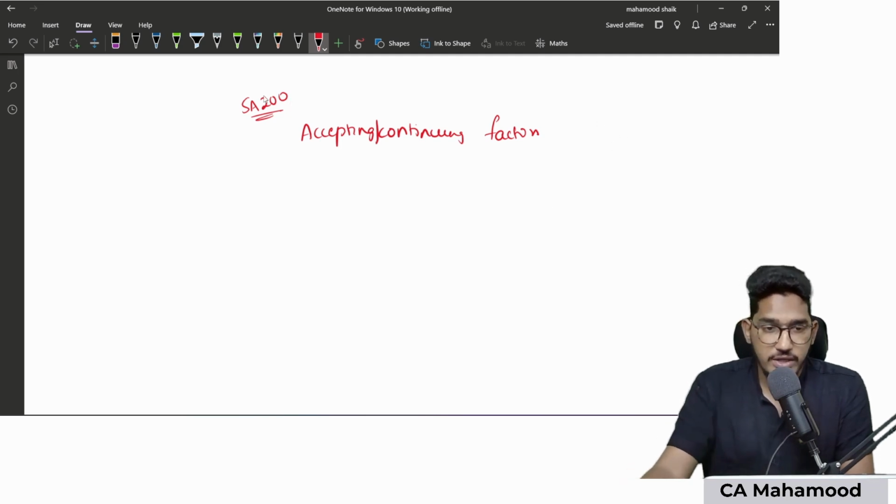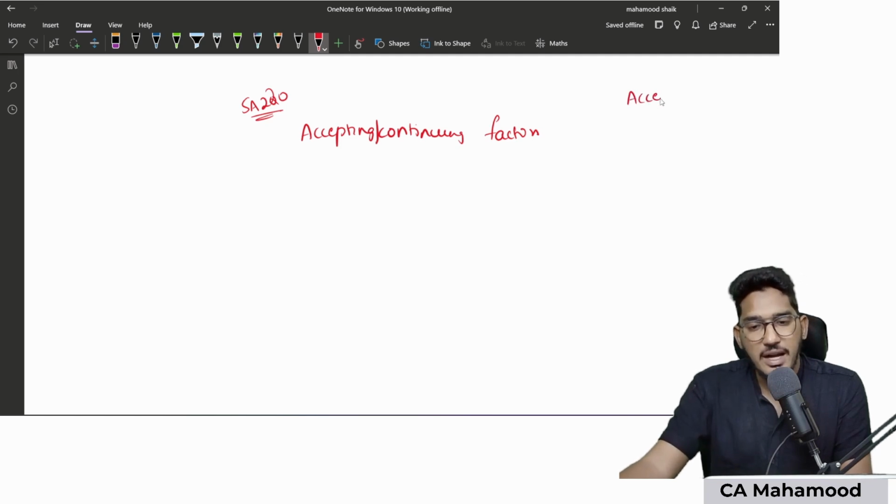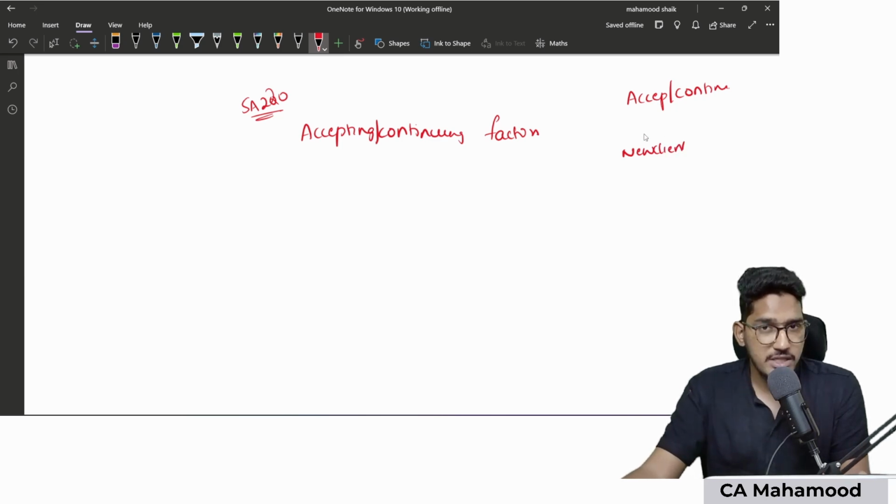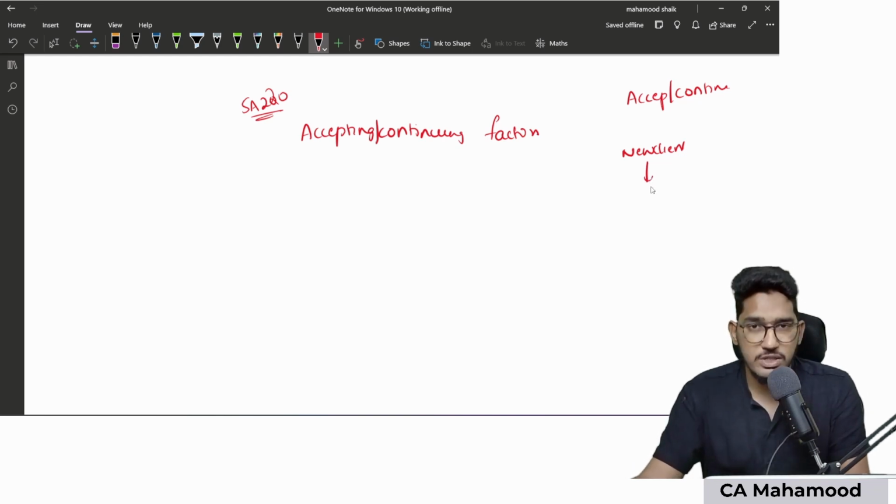But first we should know when we will take a decision regarding acceptance and when regarding continuing of the client relationship. For example, if a new client is approaching and asking you to do the audit for the first time, you have no past experience working with the client, he has come to your office for the first time and asking you to do the audit for them. Here you have to take a decision regarding whether to accept the client relationship or not.